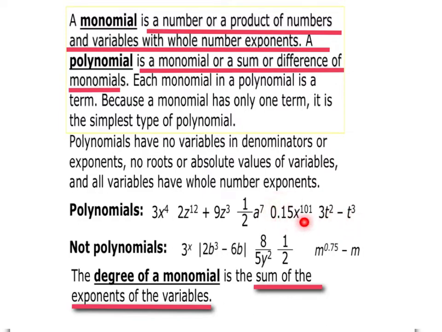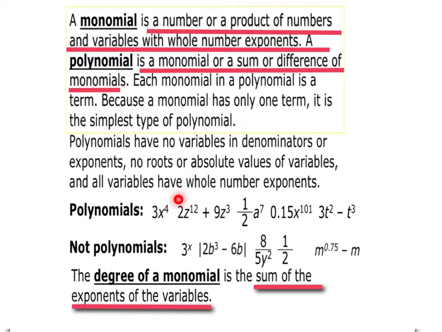This here is a monomial. Why? Well, it's 0.15 x, and it's a whole number exponent. Okay, here's another, this one right here. That is a monomial, but it's also a polynomial as well. Look at this one. I have two terms. This is not a monomial, but it is a polynomial.